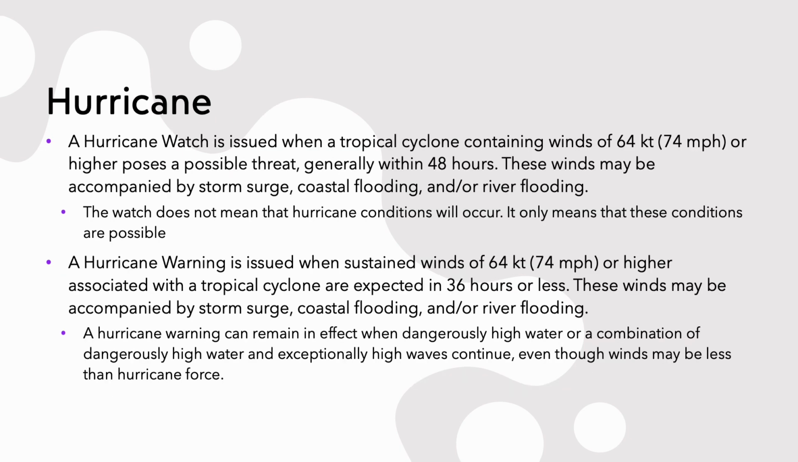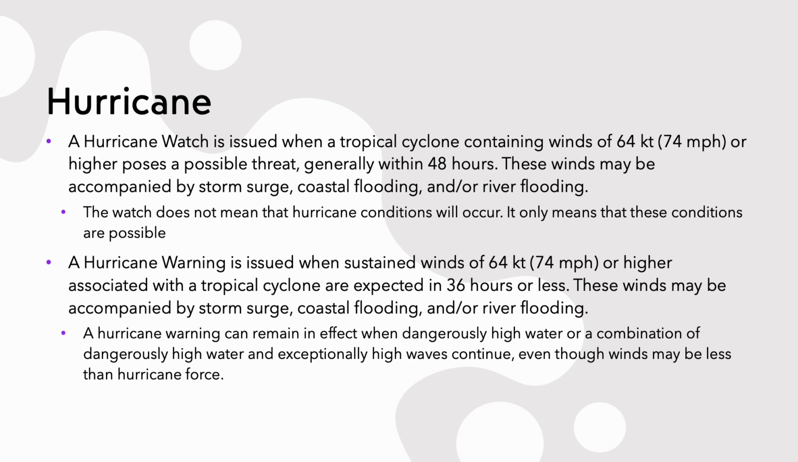For hurricane, I wanted to talk about the difference between a watch and a warning. A watch is issued when a tropical cyclone containing winds of 74 miles per hour or higher poses a threat. This is generally within 48 hours. The winds might be accompanied by a storm surge, coastal flooding, and or river flooding. So the watch, like we talked about earlier, does not mean that this will occur. It means it's just possible.